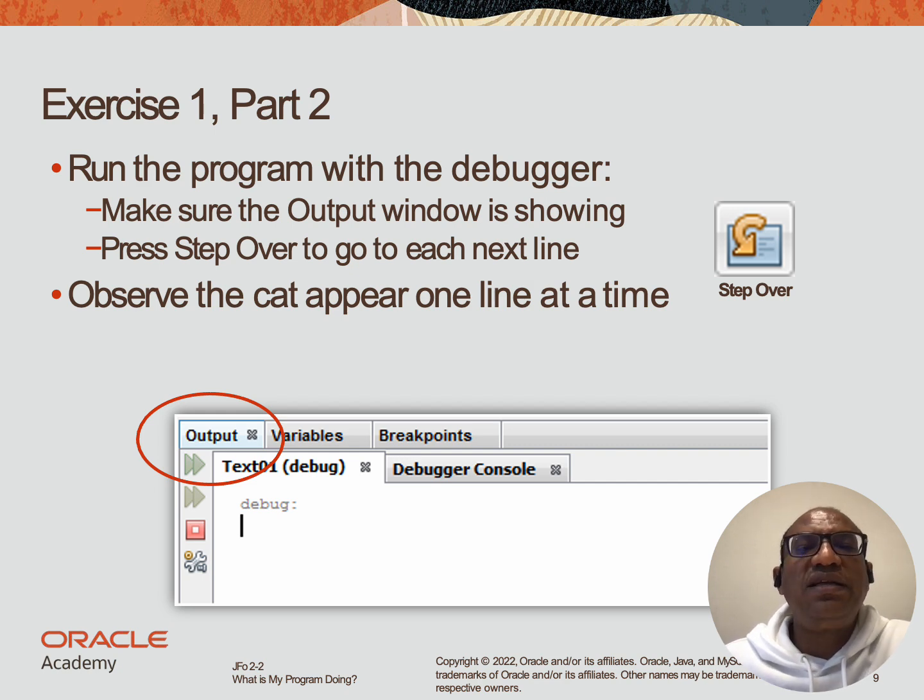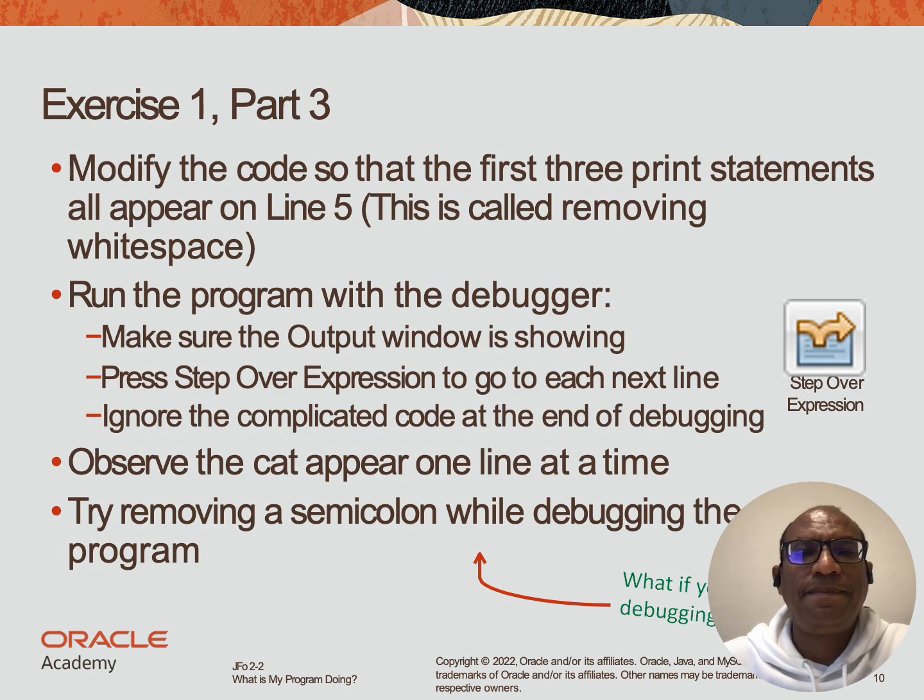Select the output window by clicking the output button in the lower left corner of the IDE. Press step over repeatedly until you reach the end of the program. Next, try removing white space by placing multiple statements on a single line. Then run the debugger and use step over expression. Try removing a semicolon also.